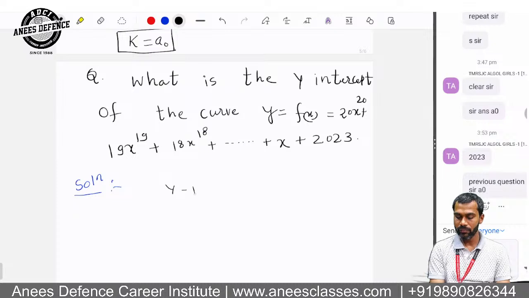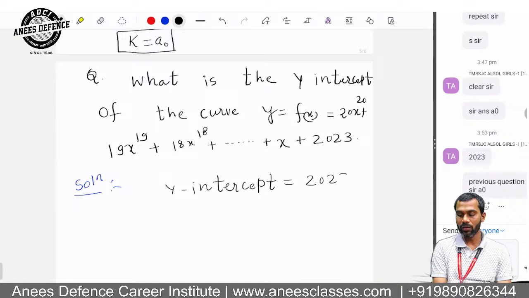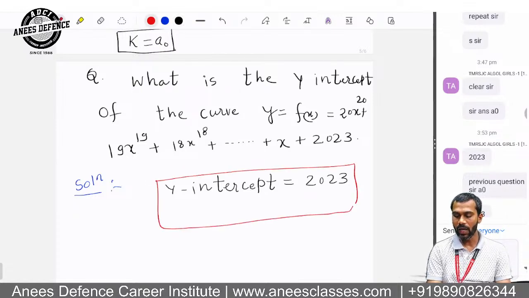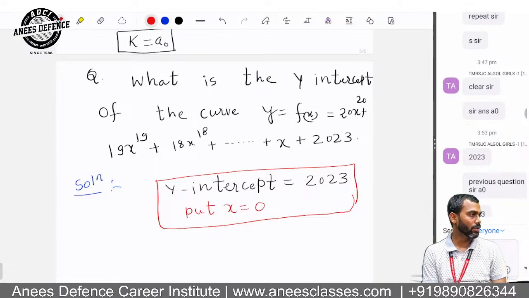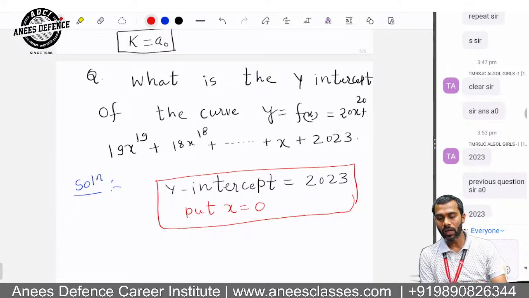Y-intercept would be, tell me. Y-intercept would be 2023. How will it come? Put, tell me, x is equal to 0. I hope it is clear. Yes or no? Yes, online students, shall we move ahead?